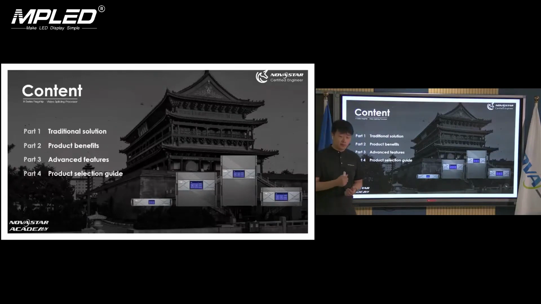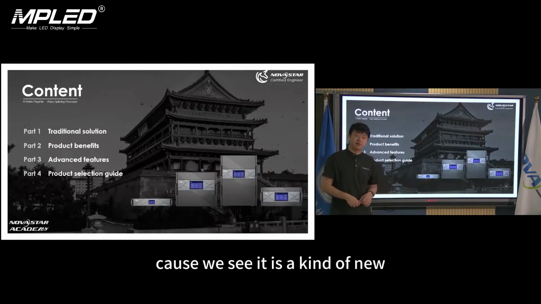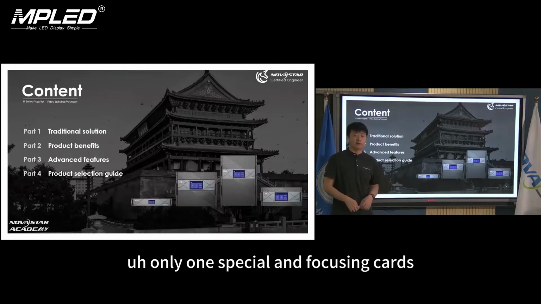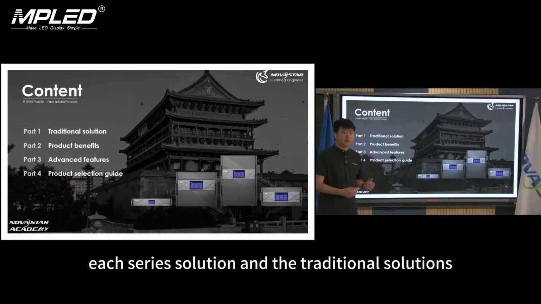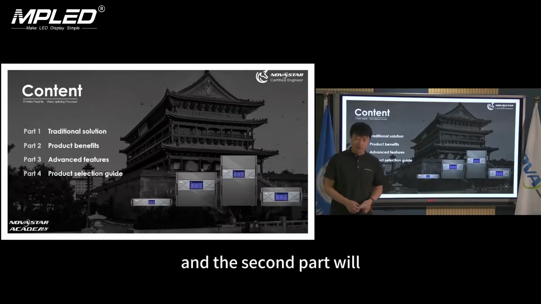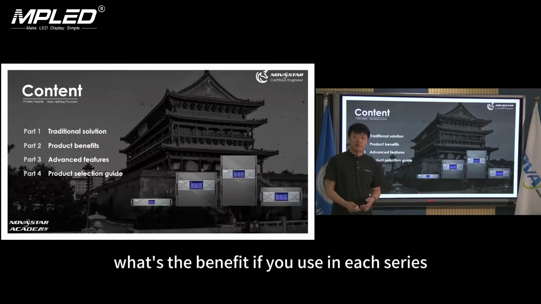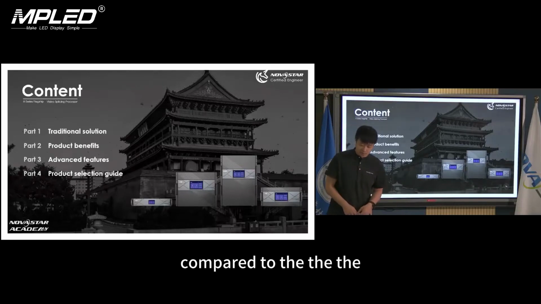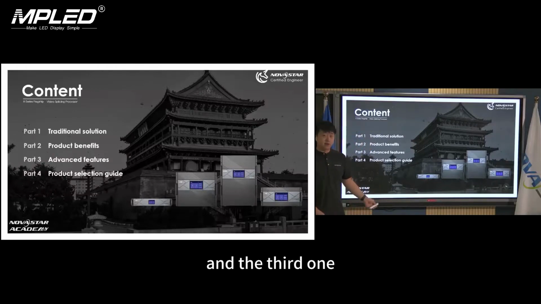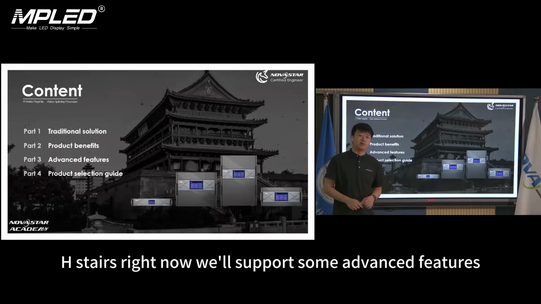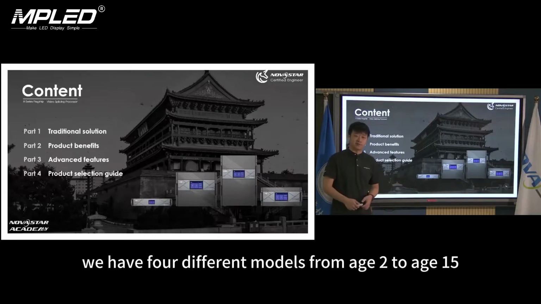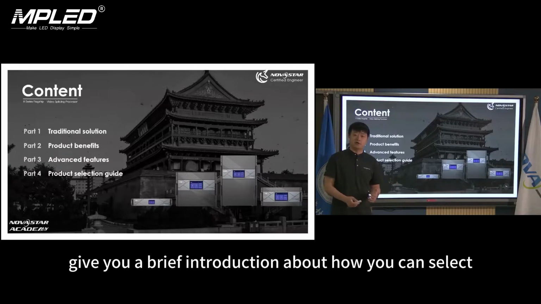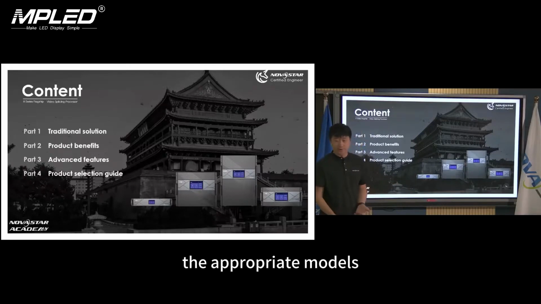The first one, because it's a new all-in-one splicer and 4K sending card, we will see what is the difference between the H series solution and the traditional solutions. The second part will let you know what benefit you get if you're using the H series compared to the current solutions. The third one is that the H series right now supports some advanced features. And then part 4: because we have 4 different models from H2 to H15, we'll give you a brief introduction about how you can select the appropriate model.